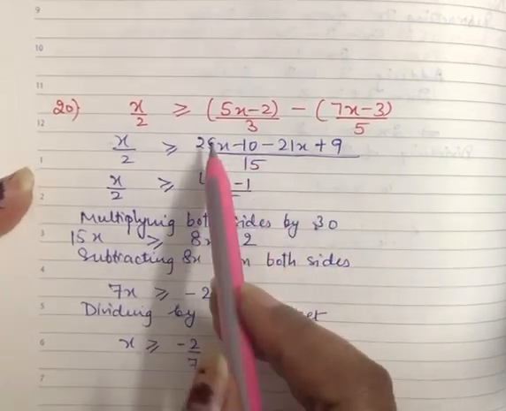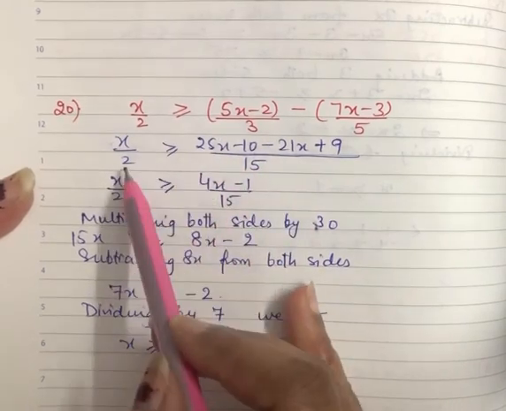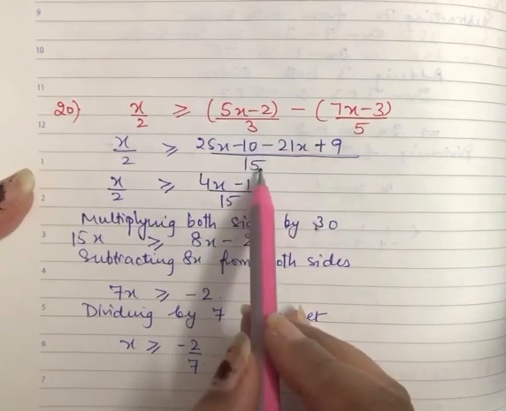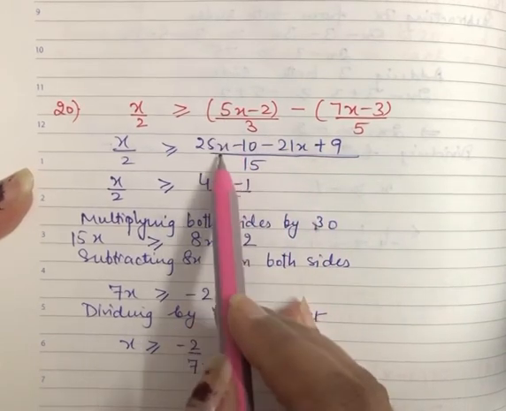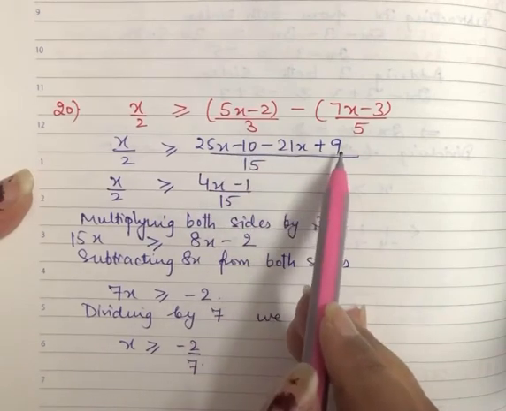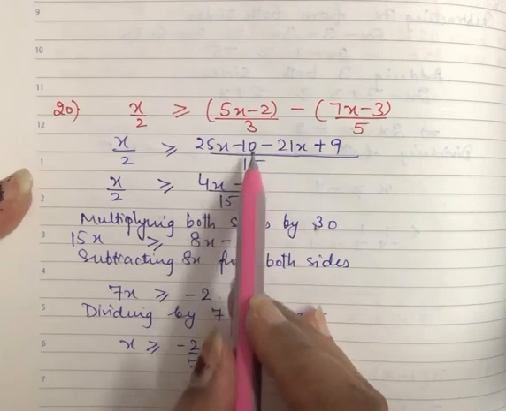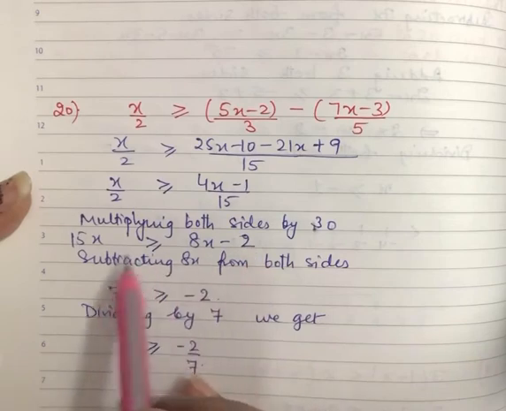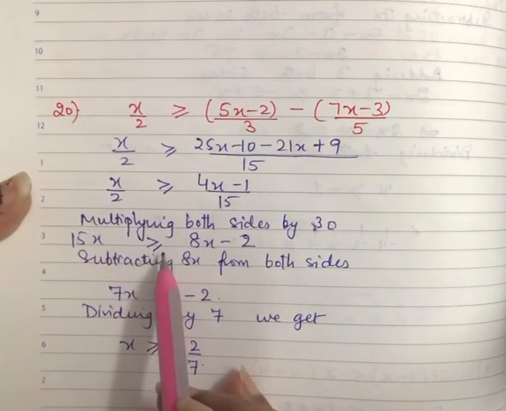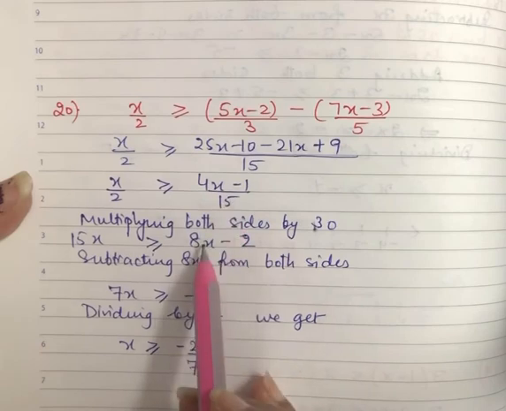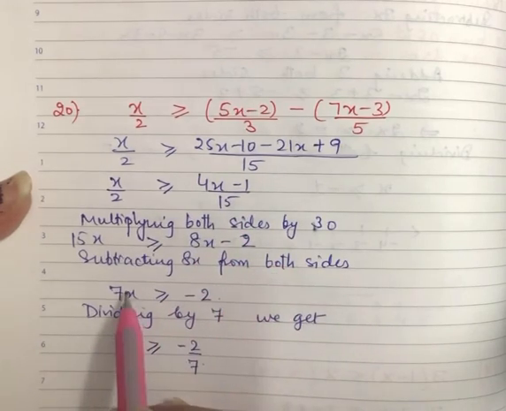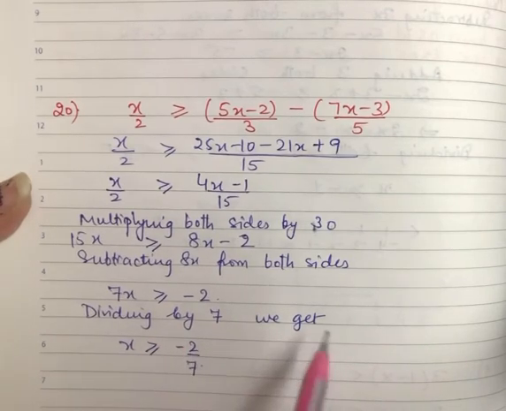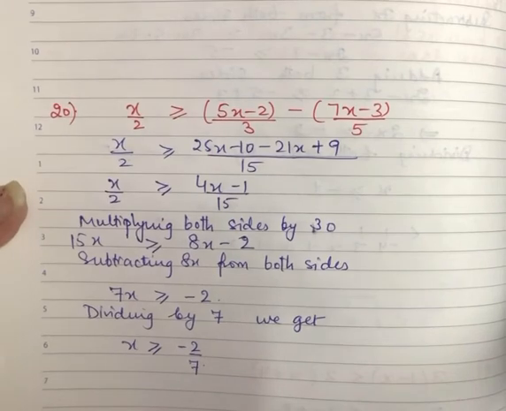We can again recheck it. Here x by 2 greater than equal to, what we get here? LCM of 5 and 3 is 15. So here we were left with 25x minus 10 minus 21x plus 9. 25 minus 21 is 4x minus 1 upon 15. Multiplying both sides by 30, what we get? 15x greater than equal to 8x minus 2. Now subtracting 8x, 7x greater than equal to minus 2, and on dividing by 7 we get x greater than equal to minus 2 by 7.